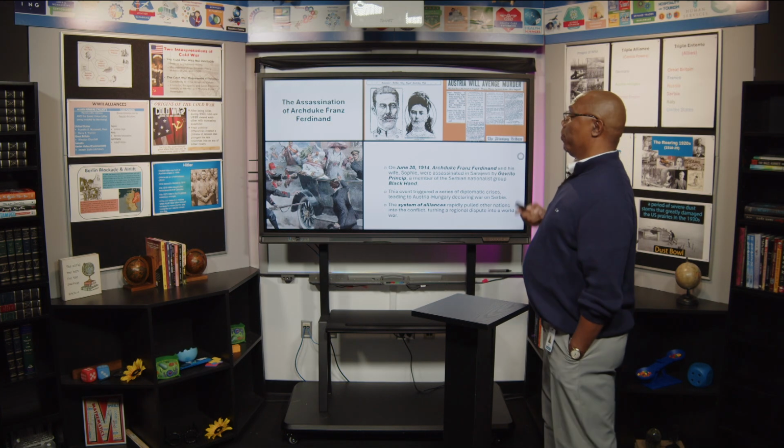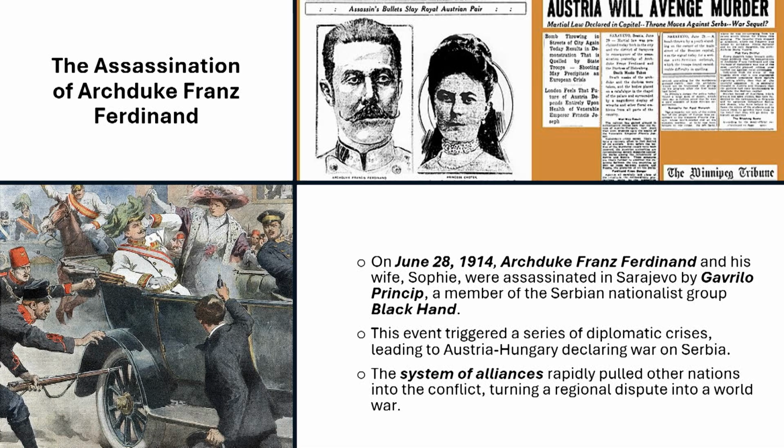We'll start with the causes of World War I. It starts, of course, with an incident, and the incident in this particular case is the assassination of Archduke Franz Ferdinand. On June 28, 1914, Archduke Franz Ferdinand and his wife, Sophie, were assassinated in Sarajevo by Gavrilo Princip, a member of the Serbian nationalist group, the Black Hand. This event triggered a series of diplomatic crises leading to Austria-Hungary declaring war on Serbia, and the system of alliances rapidly pulled other nations into the conflict, turning a regional dispute into a world war.